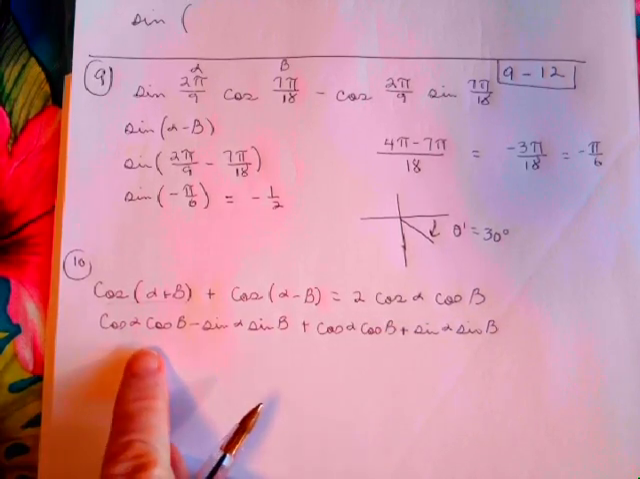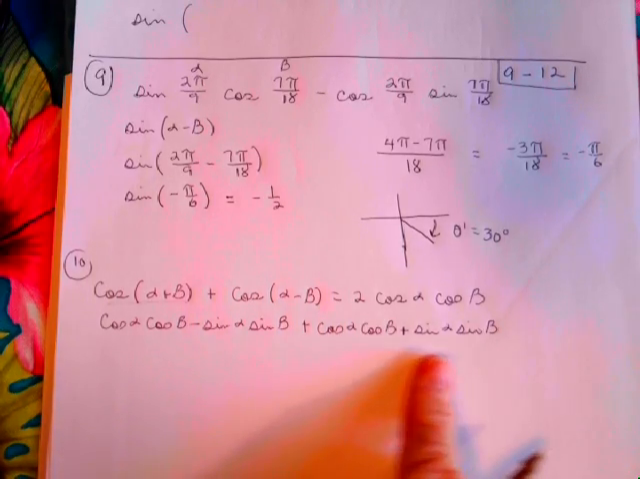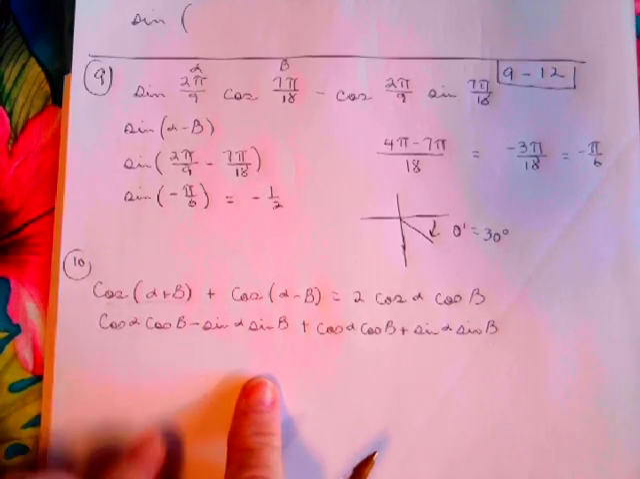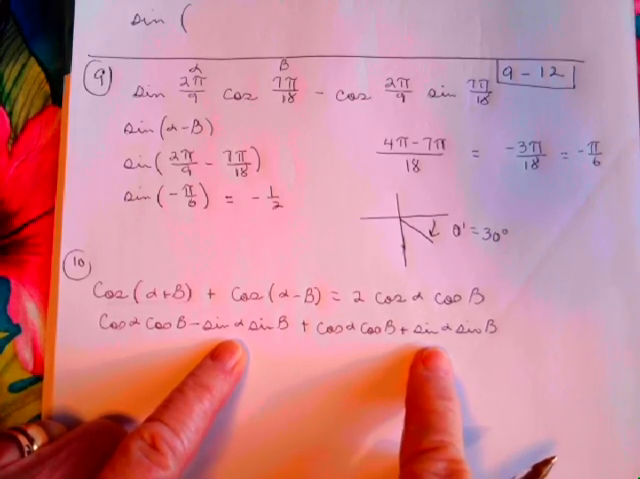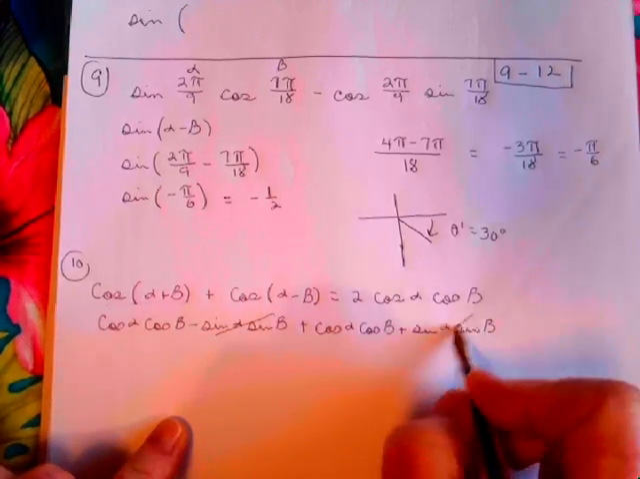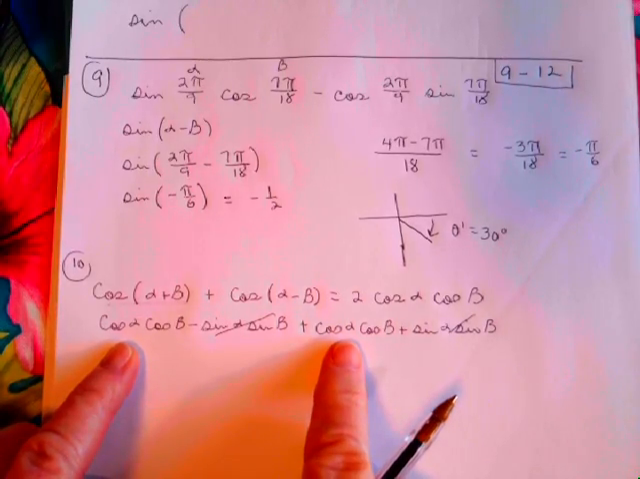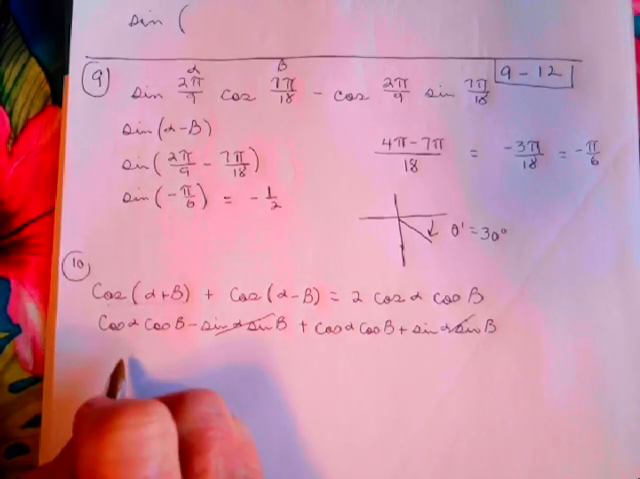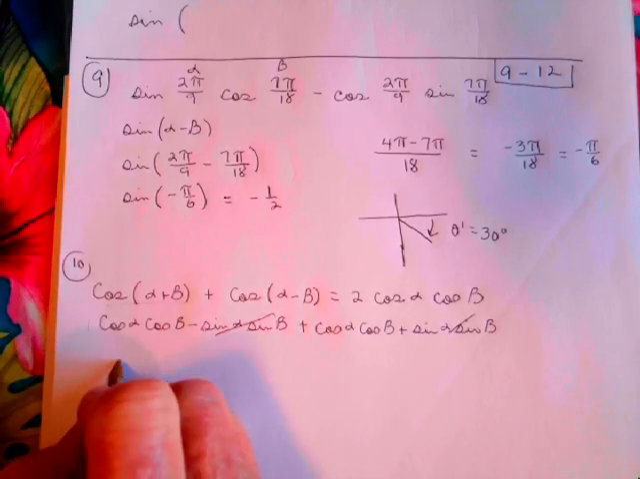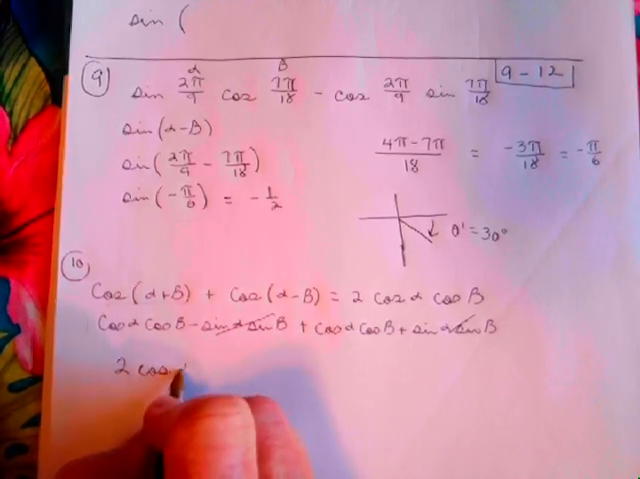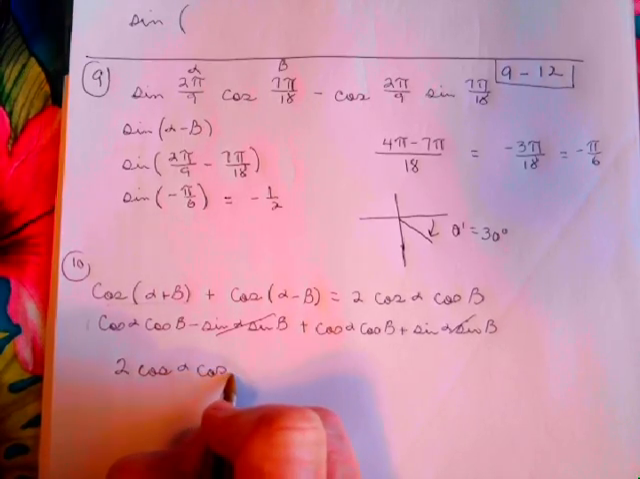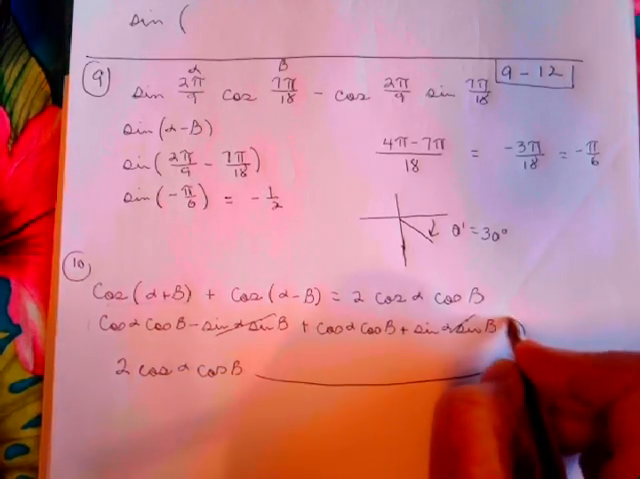Now, look at your terms. Look across there. I see that I have negative sine of alpha, sine of beta, positive sine of alpha, sine of beta. Those cancel. I've got these two terms which are exactly alike. If I've got one of them and another one of them, I've got two of them. That's going to give me 2 cosine of alpha, cosine of beta, and out jumped the rabbit.